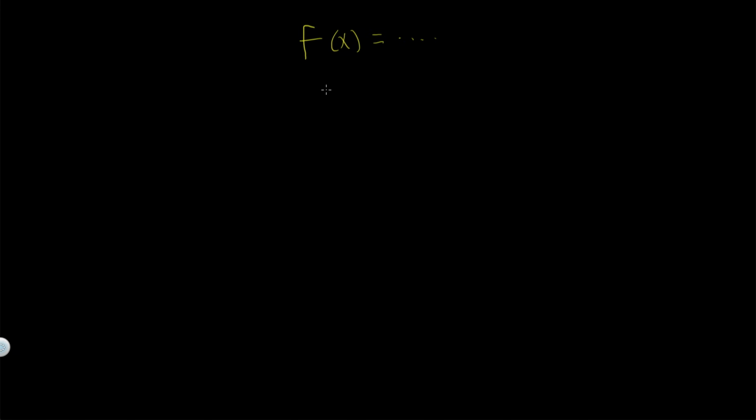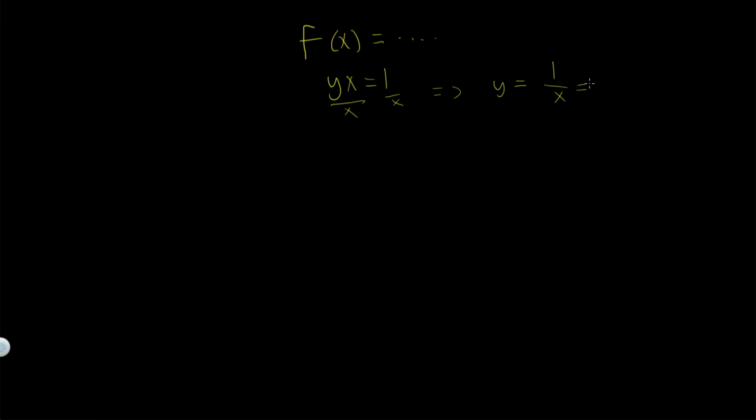So let's say we had yx is equal to 1. So how can we take the derivative of something like this? Well, in this case, we can divide by x to solve for y on both sides. So this comes out to be y is equal to 1 over x.